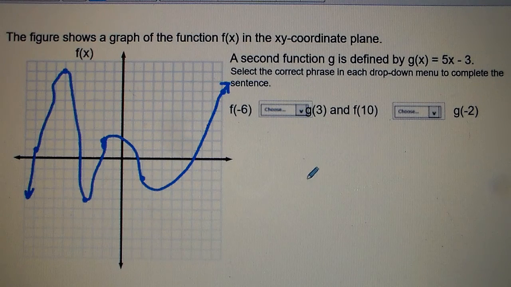Why don't you guys try this one on your own first? Hit the pause button. I'll give you a second to hit the pause button, and then I'm going to go over it. Alrighty, let's go over it.